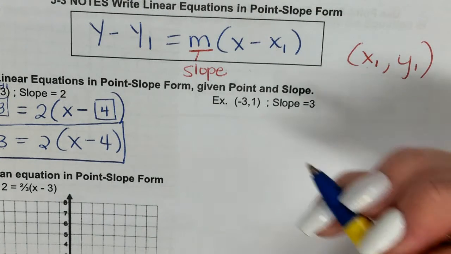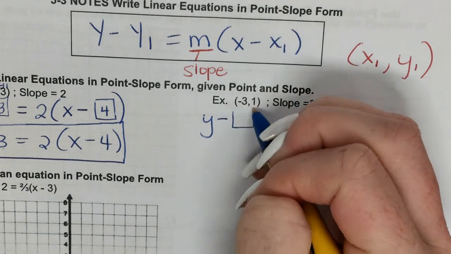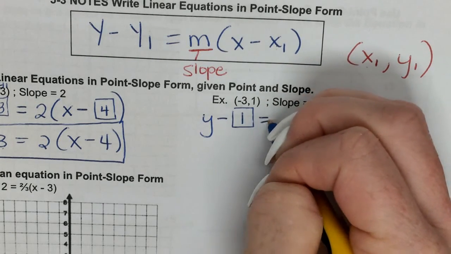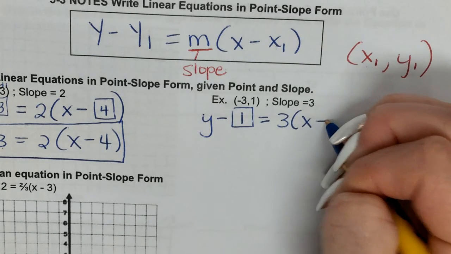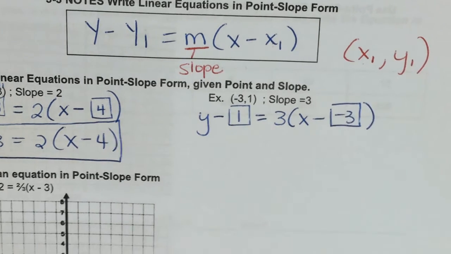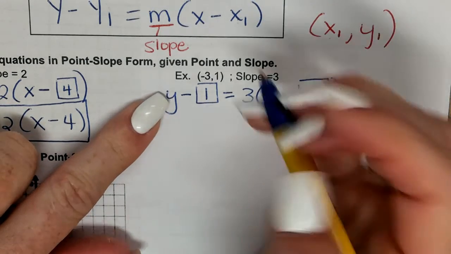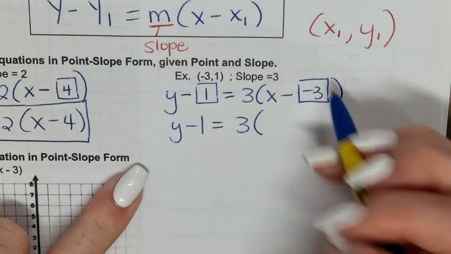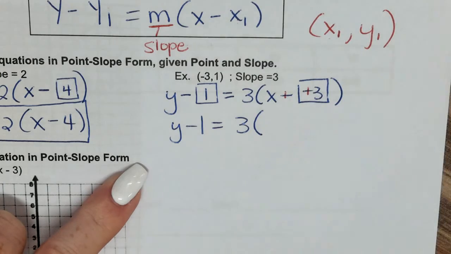All right, let's see how you did. You should have done y minus, and the first number I'm going to drop in here is the y1. What was the y1? 1. Equals the slope, open parentheses, x minus, and I'm going to plug in the x1. I'm just going to make it look good. Is there a double negative here? So I'm just going to write y minus 1 equals 3, open parentheses. Is there a double negative here? So I have to change, which is x plus 3.